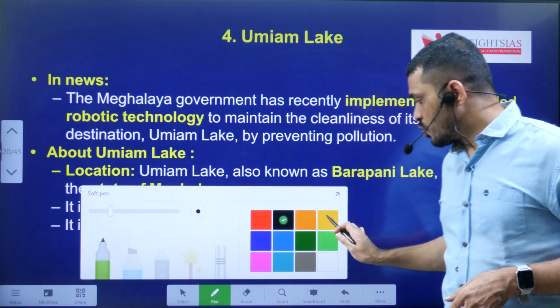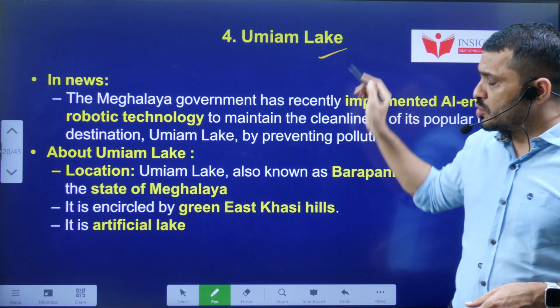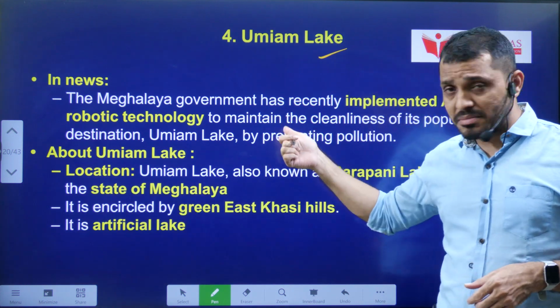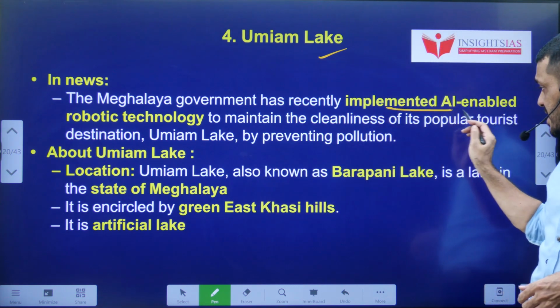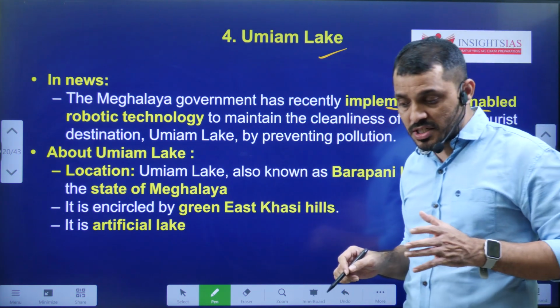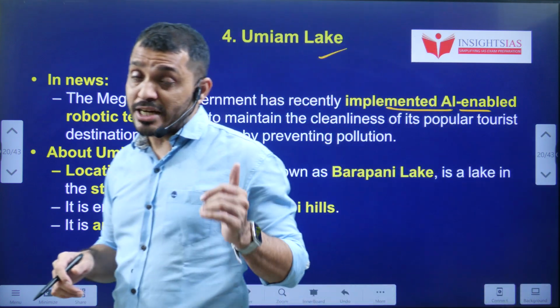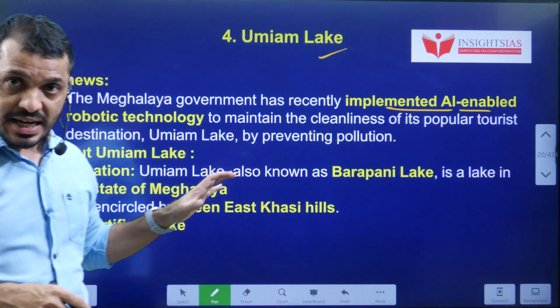So regarding the Umiam Lake. This Umiam Lake is present in Meghalaya, where the Meghalaya government is deploying artificial intelligence robotic technology so that they can reduce the pollution near this particular lake.